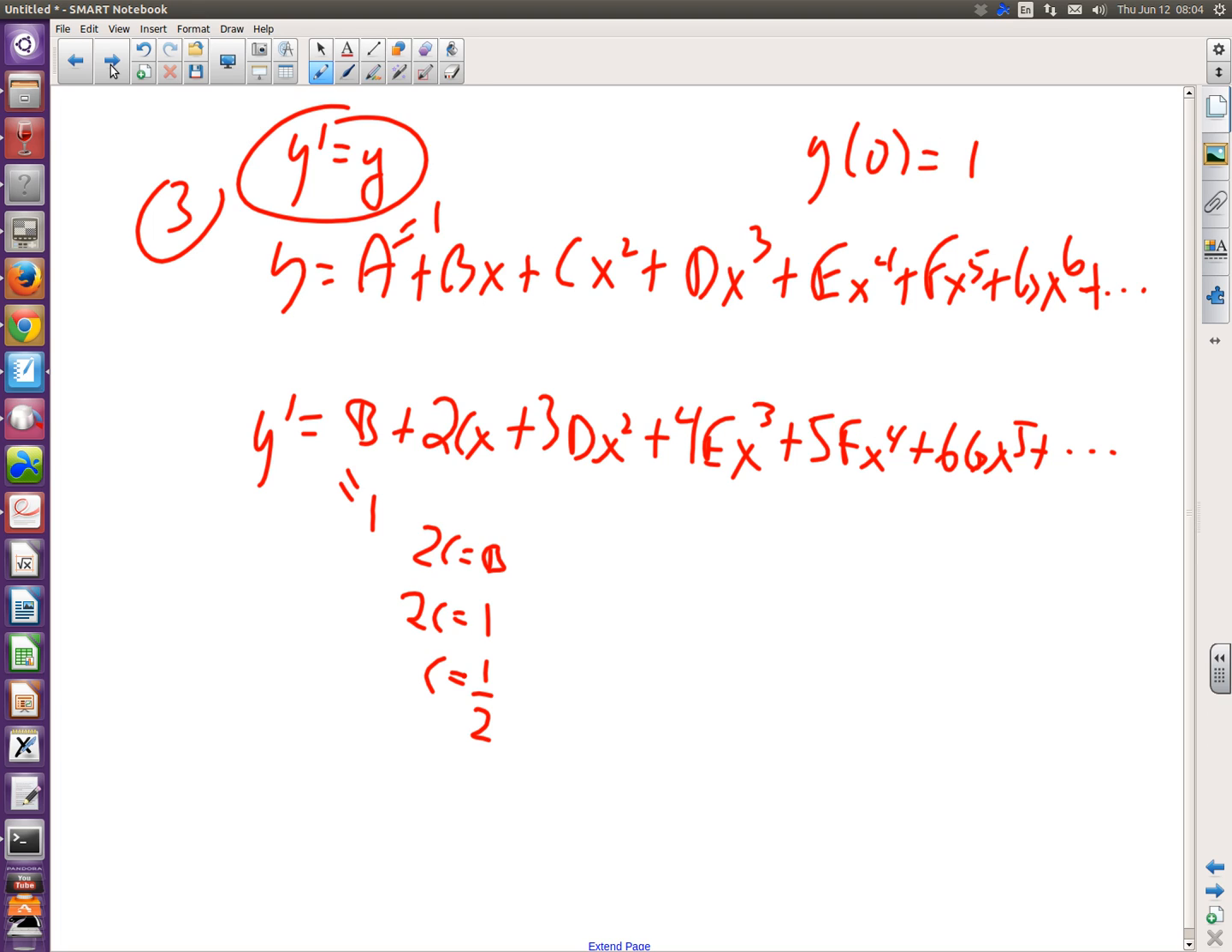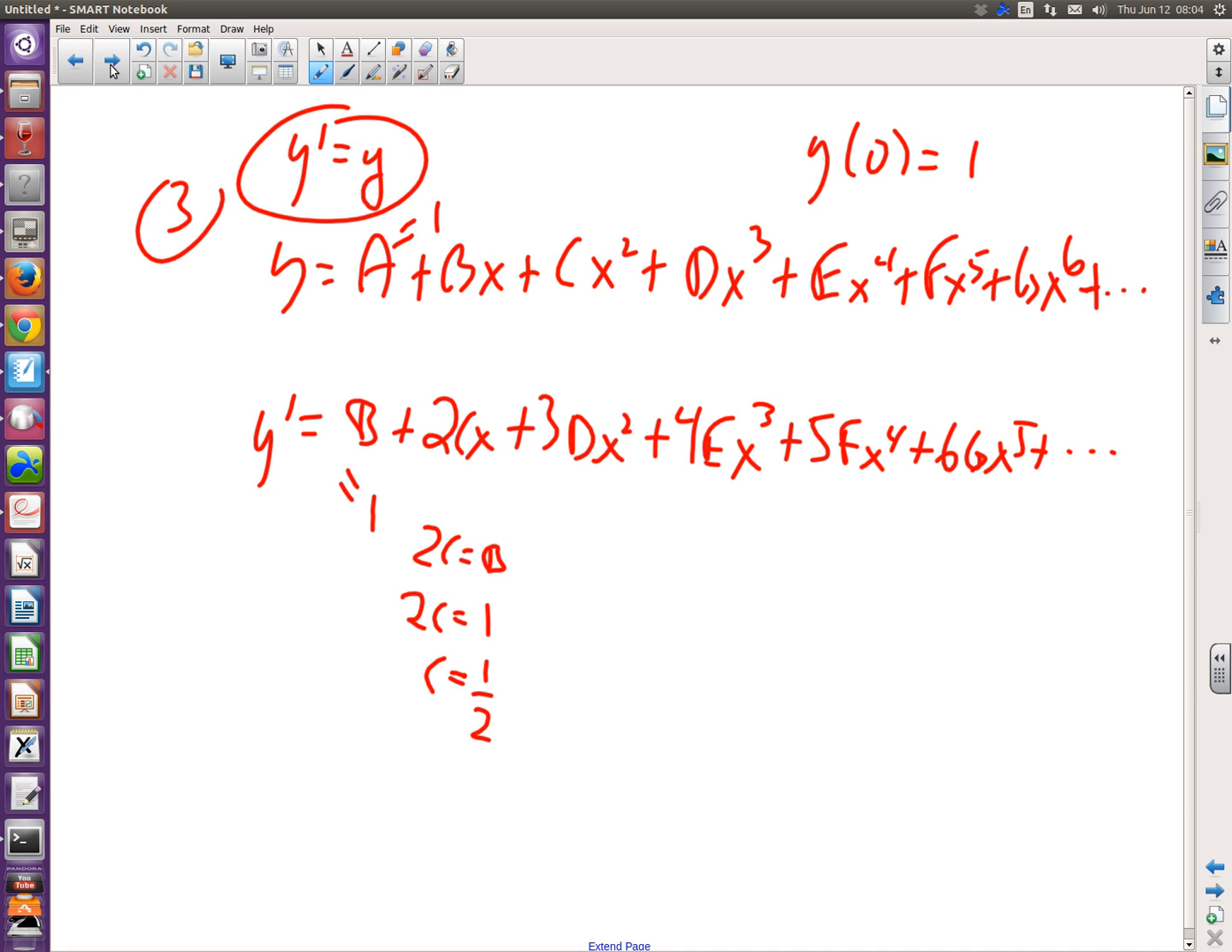B is 1 because we're setting y prime equal to y. So as soon as we know that a is 1, b has to equal 1 because they match. Right? The 0 degree terms have to have the same coefficient. The first degree terms have the same coefficient, and so forth. Because we're saying they're equal.